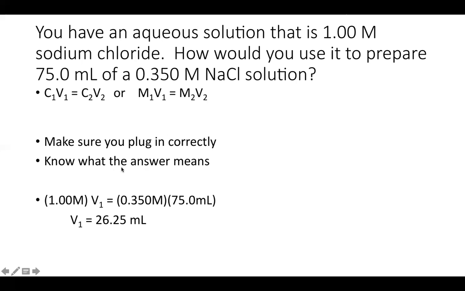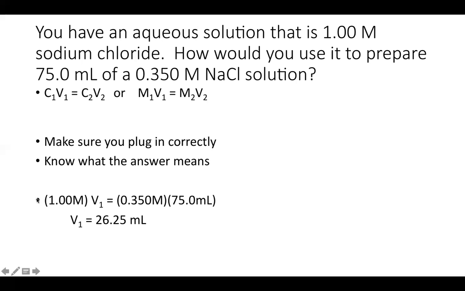So let's take a look. I set up the problem down here, and you can see I kept the 0.350 molar together with the 75 milliliters. Another thing: as long as you're consistent with your units on both sides, like this is in molarity, this is in molarity. If this is in milliliters, then your answer will be in milliliters. You could do liters, you could do milliliters. Just remember, whatever you do on one side, you have to do on the other.